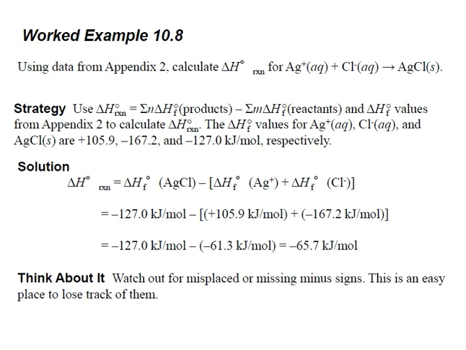Right, let's move into the next example. We have example 10.8. It says, using data from Appendix 2, calculate the enthalpy of reaction for silver cation and chloride to form silver chloride. Strategy here is we're just going to look up these values from a table.